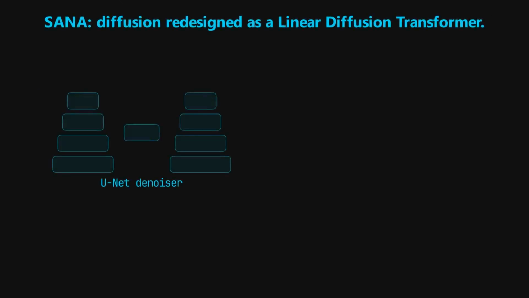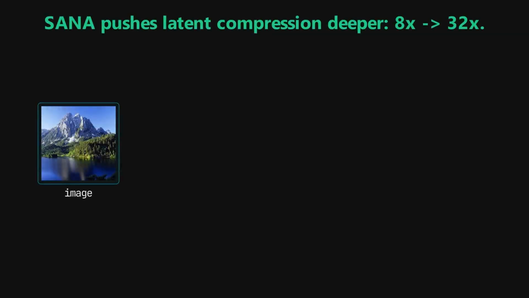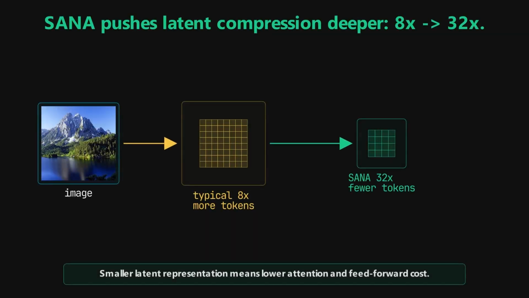On the diffusion side, we have SANA. SANA represents a direction where high-resolution image synthesis is made more efficient with a linear diffusion transformer. Instead of relying only on the traditional U-net style backbone, SANA redesigns the denoising engine around efficiency. The first key idea is deep compression. Many latent diffusion systems compress the image by about 8 times. SANA pushes this much further, using a 32 times deep compression autoencoder. A smaller latent representation means fewer latent tokens. Fewer tokens mean less computation. And less computation means the GPU gets to breathe for once.